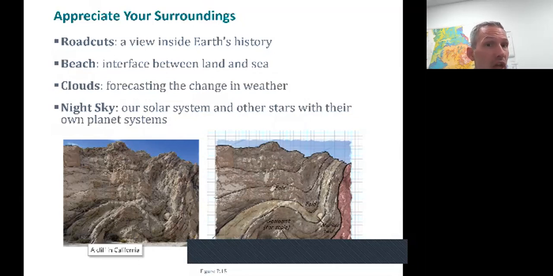We can look at the beach and the interface between the land and the sea, how these beaches change over time, and what effect the oceans have on these beaches. We can look at clouds and use them for forecasting. And then finally, we can look at the night sky and see things like constellations and planets, and see how we fit into the rest of the solar system.